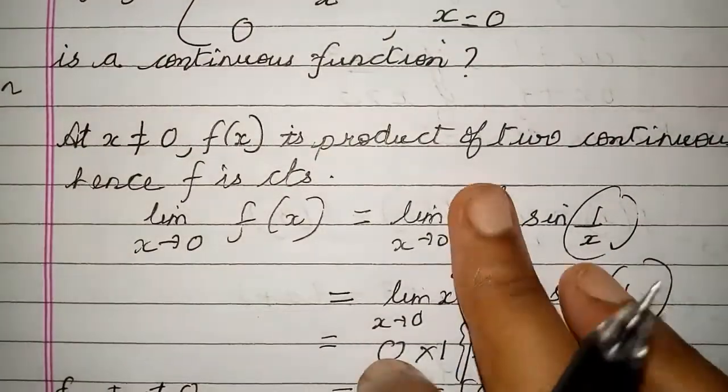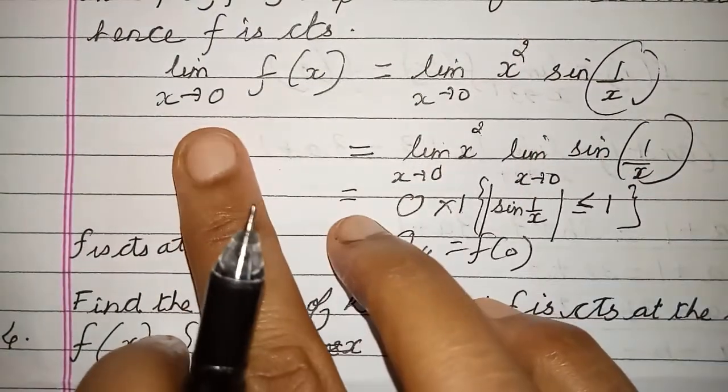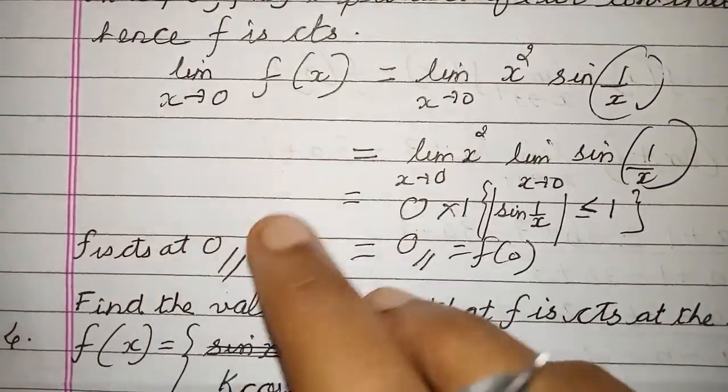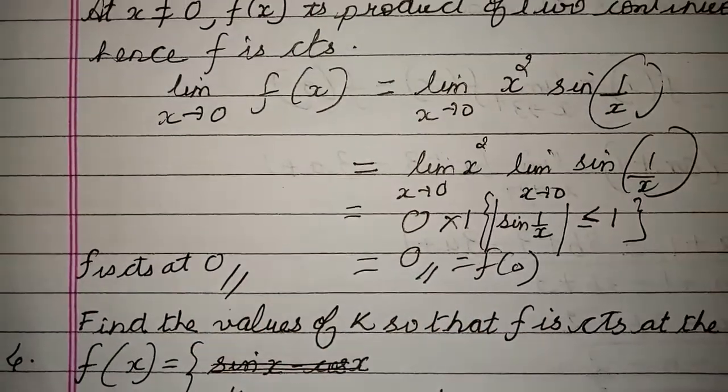At x not equal to 0, it's a product of continuous functions. At 0, what happens? The limit as x tends to 0 of f of x is the same as f of 0, so it is continuous at 0.